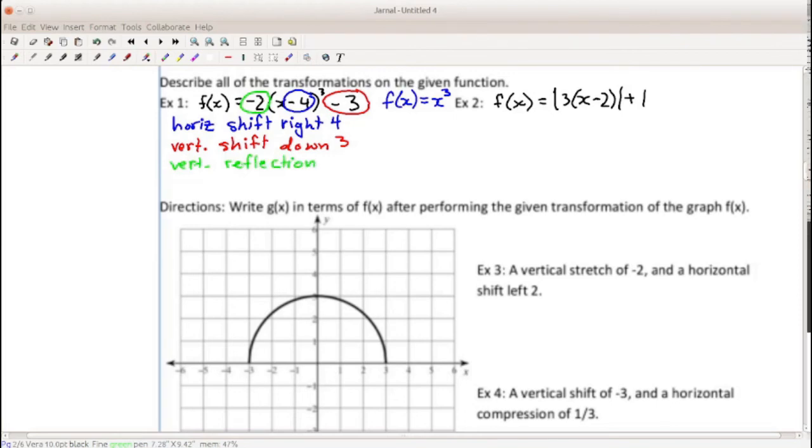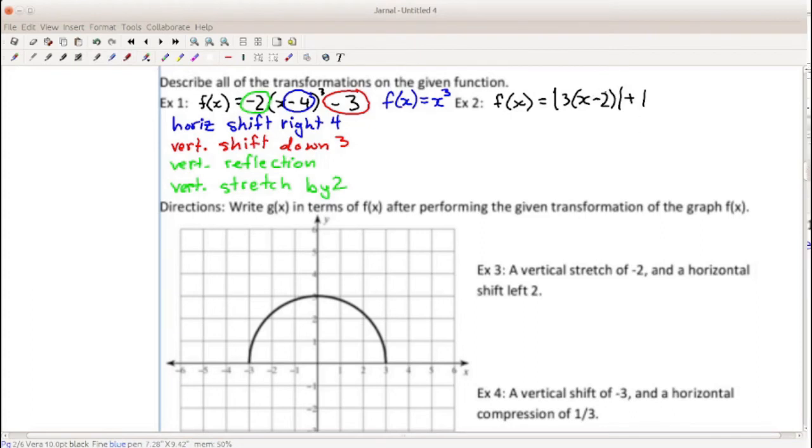And the 2, since it's still multiplied, still outside, is still going to be vertical. We got a lot of vertical going on. Vertical greater than 1, so this is going to be a vertical stretch by 2. Okay, so those 3 things we got going on in this first example. See if you can pause your video and do example number 2 and then come back and check how you did.